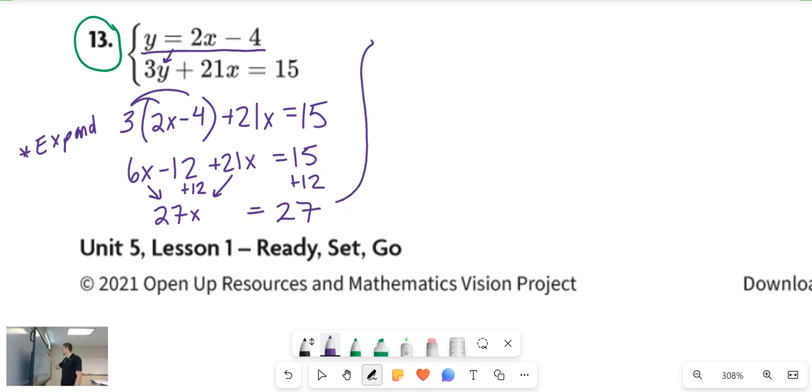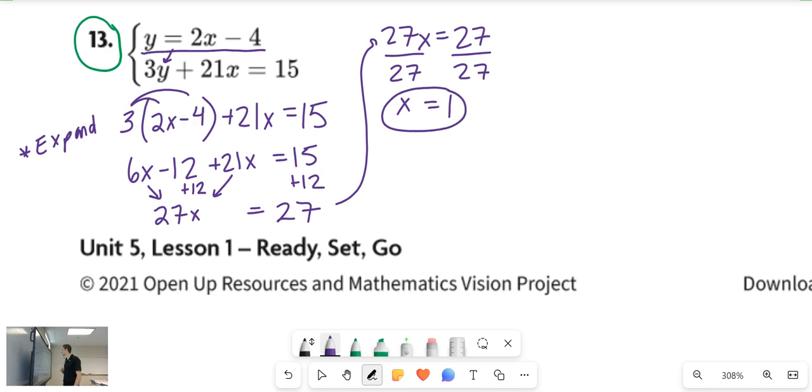And if we, let's go up a little bit. 27x equals 27. You might already intuitively see what the answer is, but we will divide both sides by 27. Just to be thorough, divide by 27, divide by 27, and we get x equals 1.